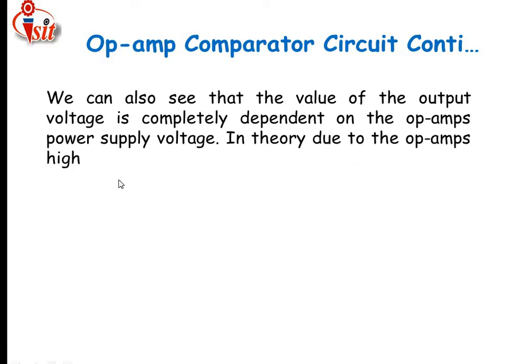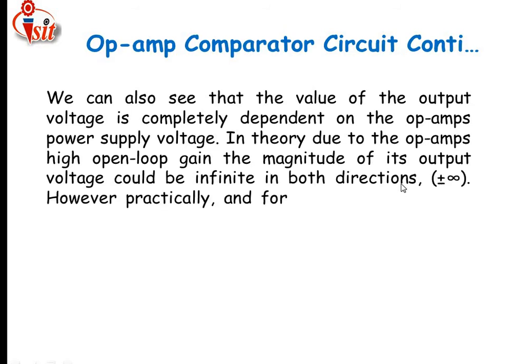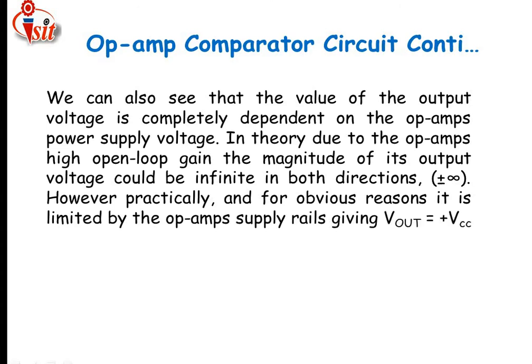In theory, due to the op-amp's high open loop gain, the magnitude of its output voltage could be infinite in both directions, positive infinite as well as negative infinite. However, practically and for obvious reasons, it is limited by the op-amp supply, giving Vout equal to plus VCC or Vout equal to minus VEE. It is totally dependent upon the input, which type of input terminal we are going to use.